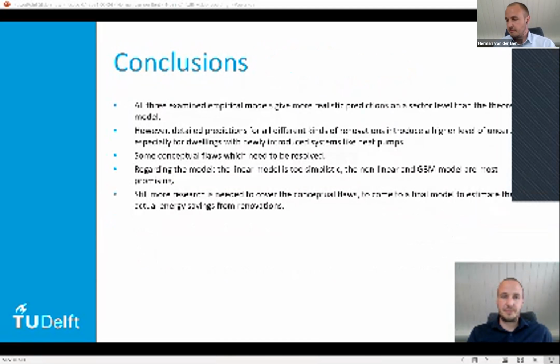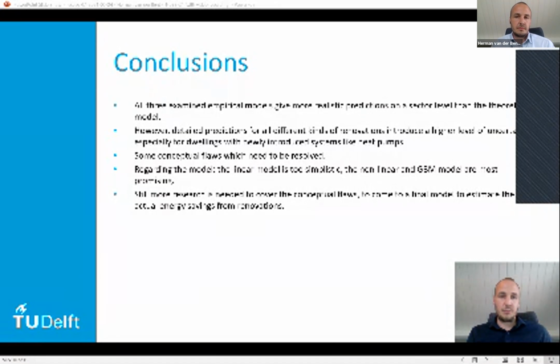So I want to conclude. All the three examined empirical models give more realistic predictions on the sector level than the theoretical model. However, on a detailed level, predictions for all different kinds of renovations introduce a high level of uncertainty, especially for dwellings with newly introduced systems like heat pumps, for example. And there are some conceptual flaws which need to be resolved.